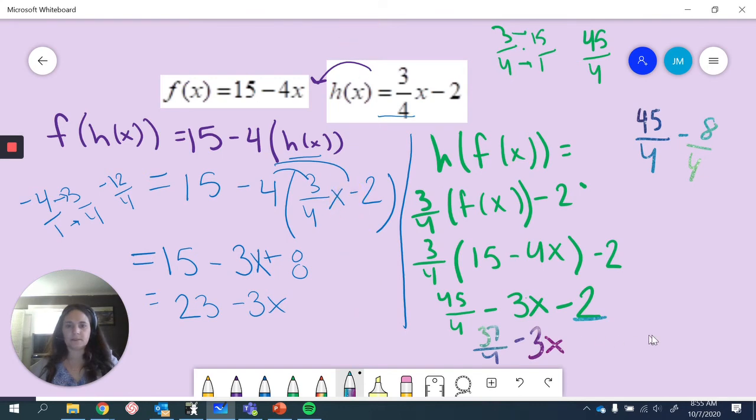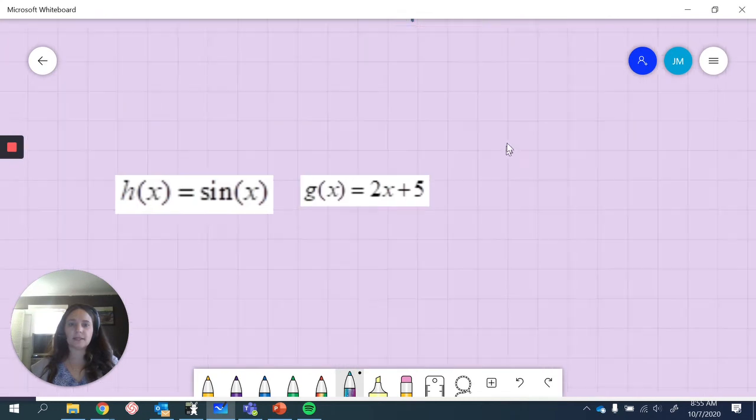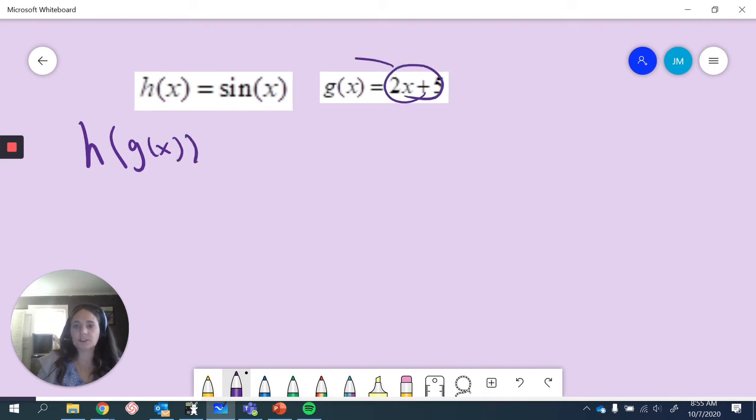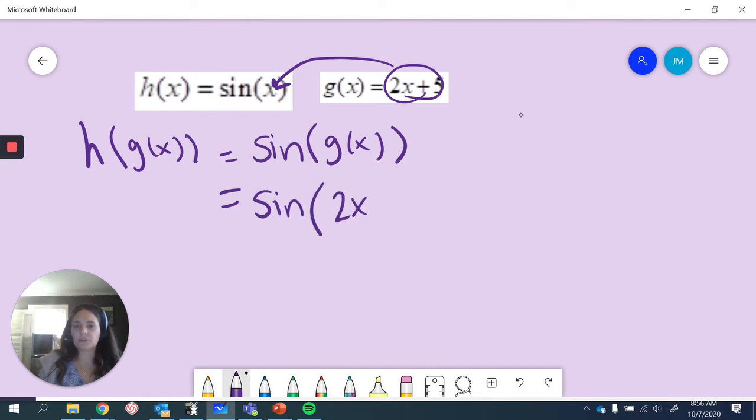Let's come down here. All right, you might see other weird functions, and that is actually better because there's not as much simplification when you have like a sine. And last year, in the spring, we learned about sine, so you may not be super familiar with it, but that's okay. We can still find h of g of x. You're putting the g function into the h function. So this is going to become sine of g of x. And then we get to just put the g of x function there, and you're actually done. There is nothing more you can simplify here because this 2x plus 5 is inside of sine.